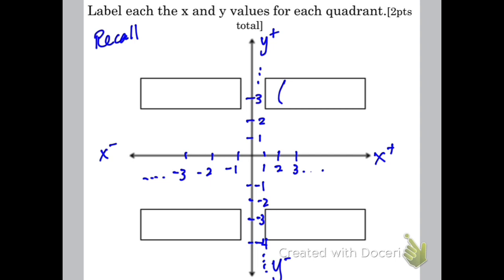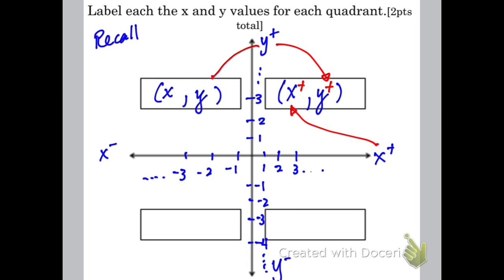Now that tells us what type of values we're going to have for x and y in here, right? Since here everything is positive, meaning the x values are positive and the y values are positive, so the x value and y value here will all be positive. So I'm denoting the x and the y, and I'm telling you that x is positive here, y is positive. On quadrant 2 here, the x values are negative, so I'm going to put a negative here.